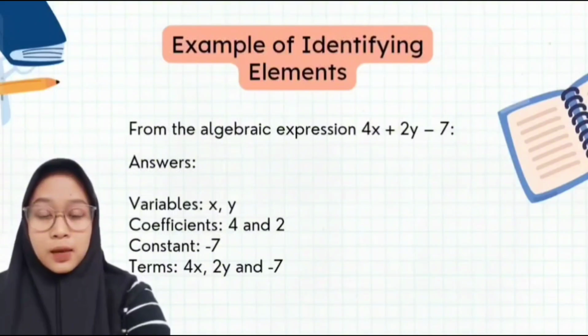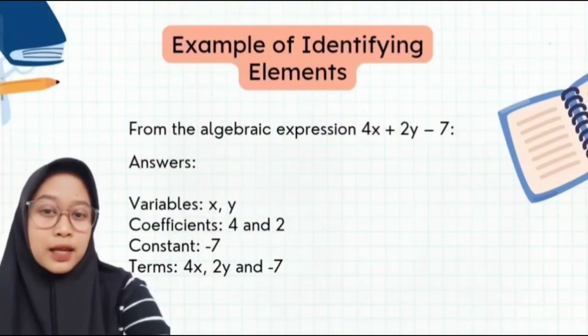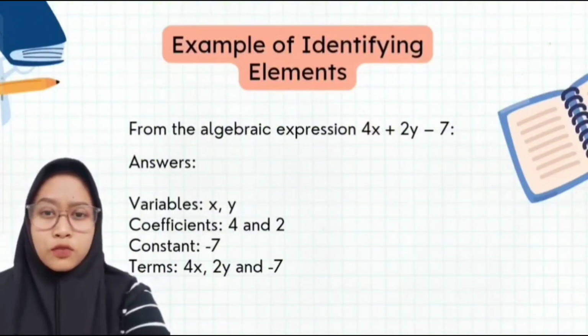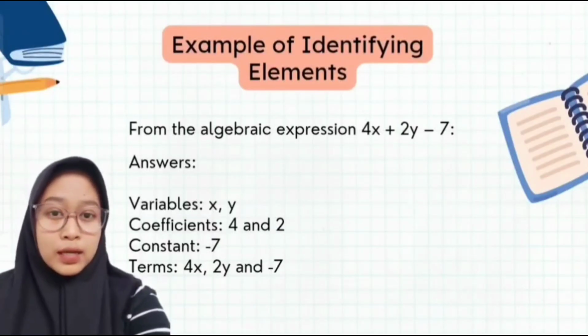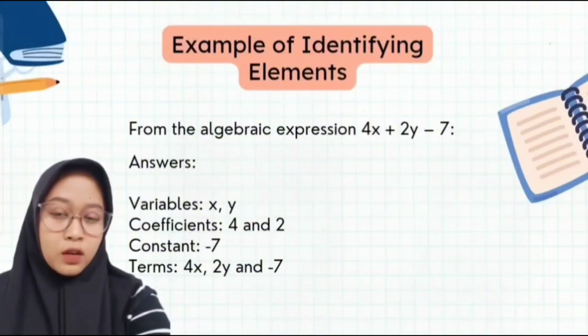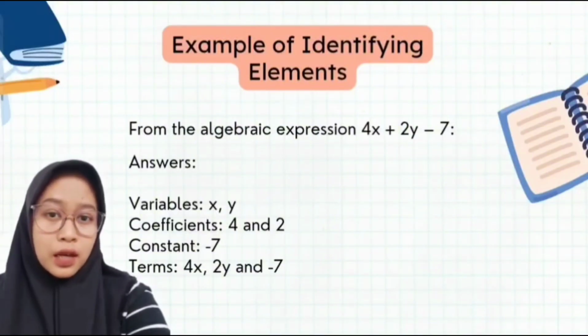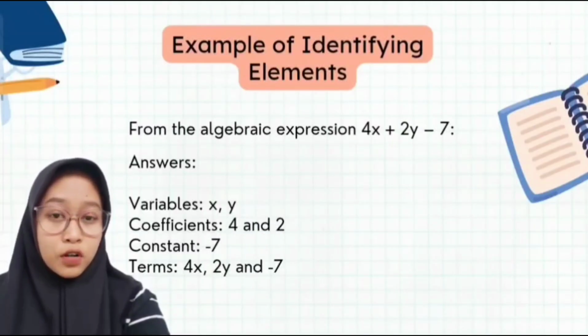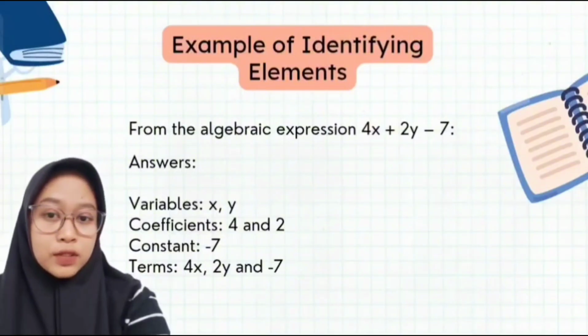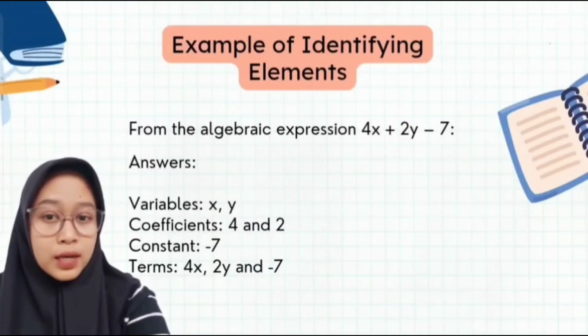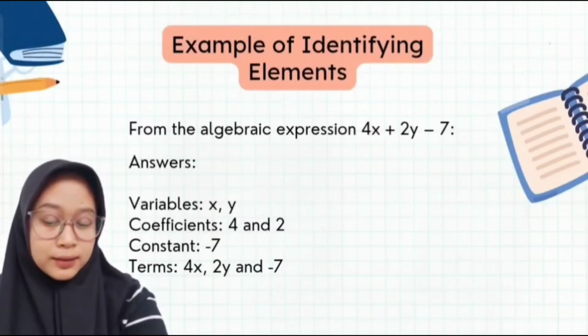Next is an example of identifying elements. This is from the algebraic expression 4x plus 2y minus 7. So the variables are x and y. The coefficients are 4 and 2. And the constant is negative 7. So the terms from the algebra expression are 4x, 2y, and then negative 7.